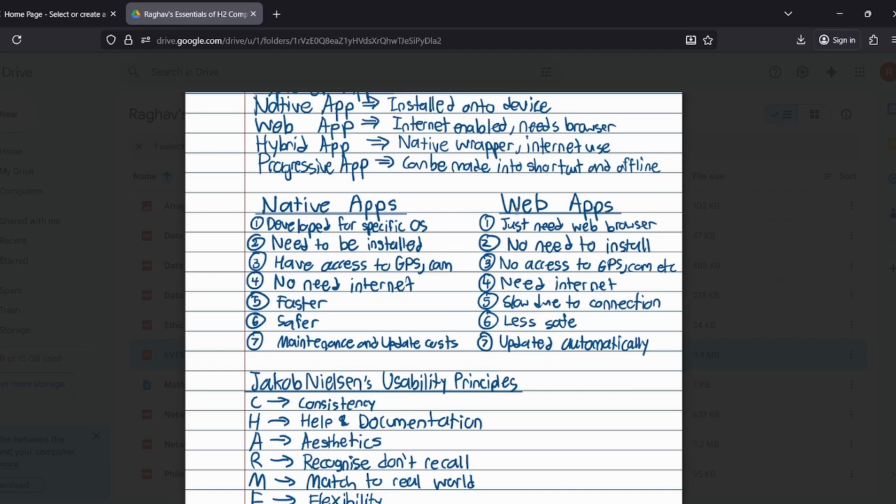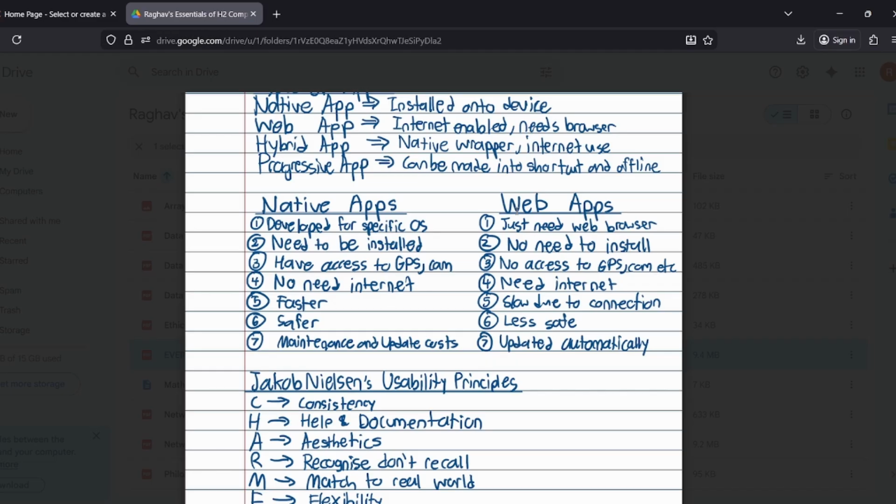So for web apps, however, you just need a web browser, that's all. You don't need to install it, and it has no access to GPS or camera. Sorry, not RAM, camera. And you do need internet for it to function, but it can be slow because of this. It's less safe because you have the threats of the open internet, and it's updated automatically. So you don't need to keep pushing things to users for them to update so that they can use the software.